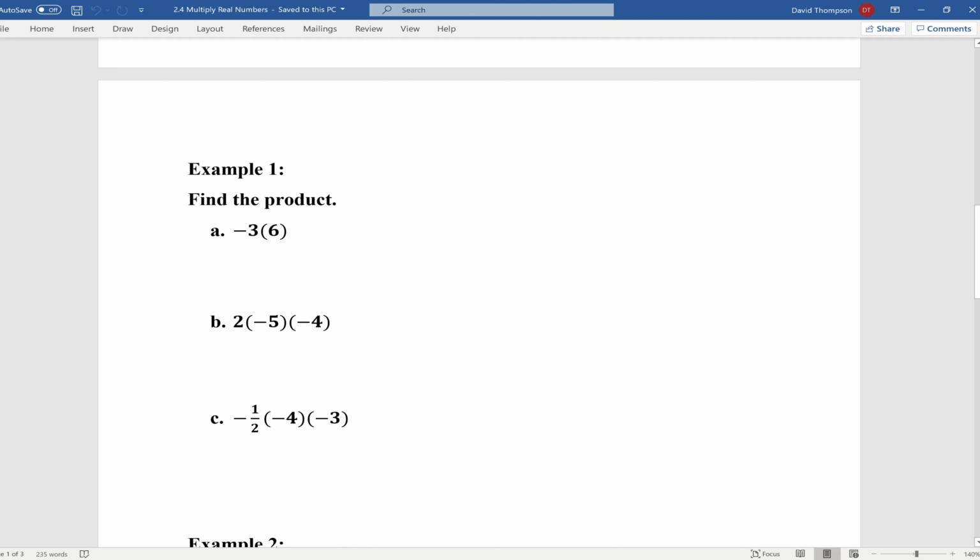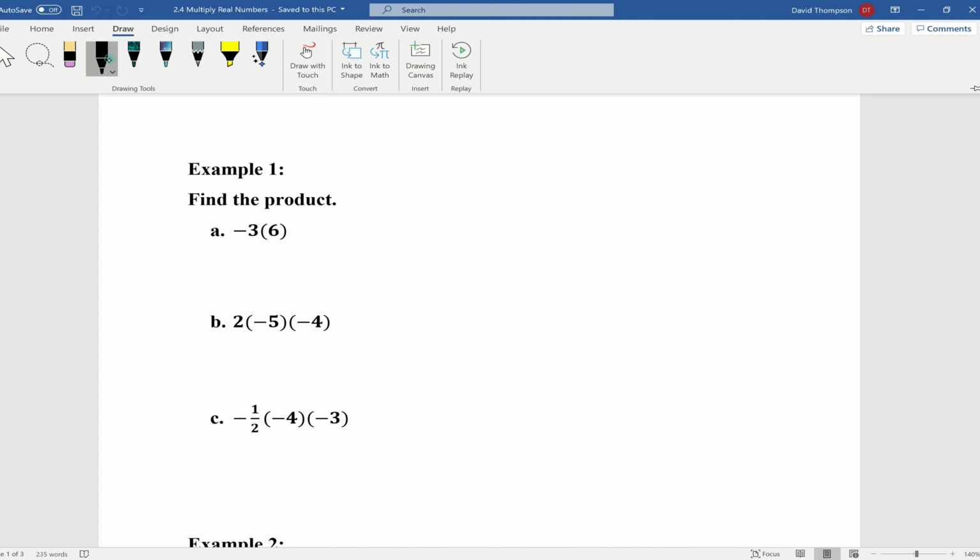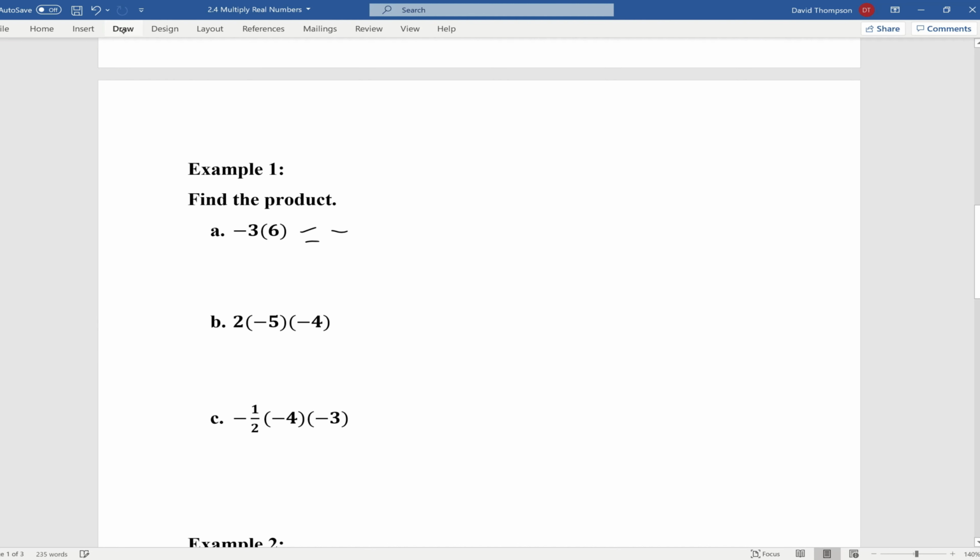Example 1. Find the product. We have negative 3 times 6. We have opposite signs, so my final answer should be negative 18. B. 2 times negative 5 times negative 4. We see we have two signs that are the same, so negative 5 times negative 4 would be 20. And 2 times 20 would give me 40 as my final answer.